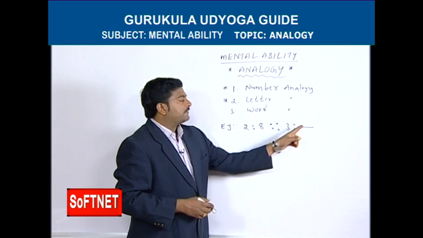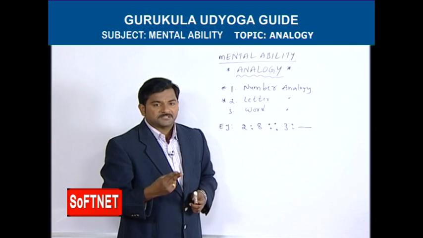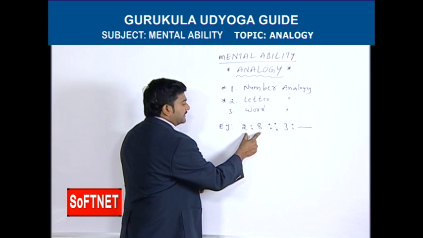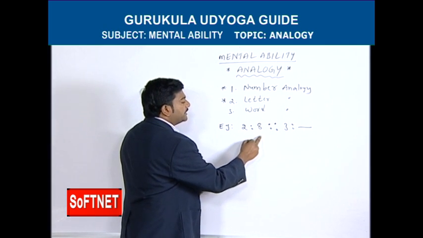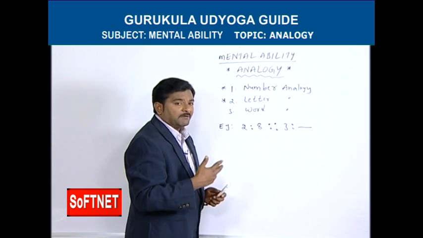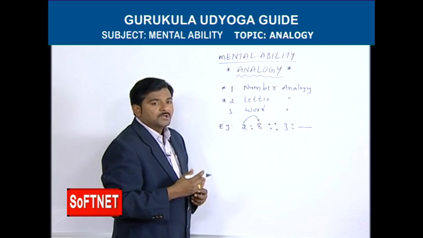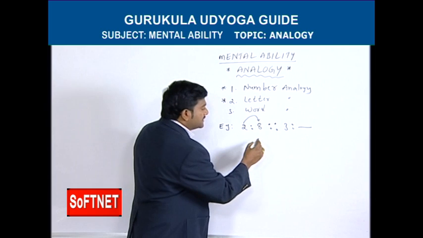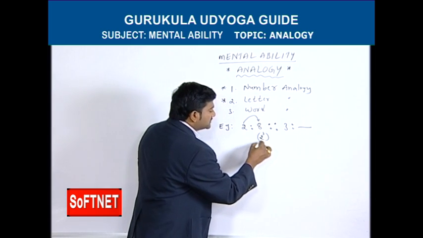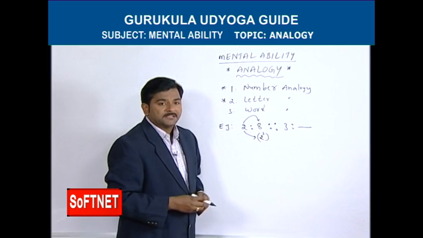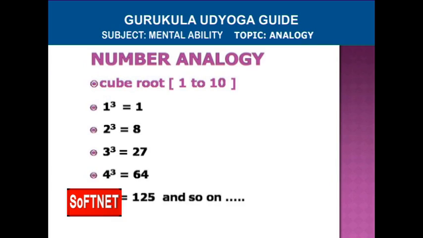Usually to find out this value you need to think in two ways. First way is from set 1. Here set 1 is 2:8. One way of thinking is: from 2 how you are getting 8. Usually 8 can be written as 2 cube. So 2 can be written as 2 cube. Similarly, if you apply the same concept for the second pair, 3 can be written as 3 cube. 3 cube means 27. Hence the answer is 27.